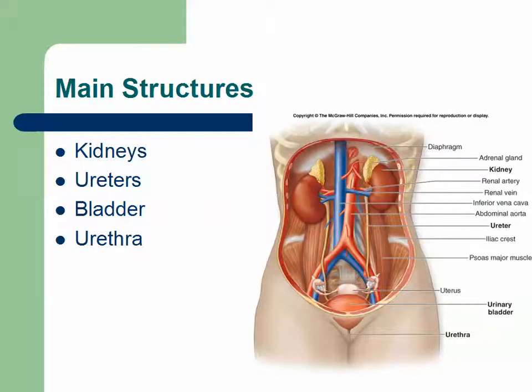The main structures you're probably pretty familiar with, this is pretty simple structurally, are the kidneys. There's two of them right here. They look just like kidney beans. The ureters, which are these tubes running from the kidneys down to our urinary bladder, and that's right here. That's going to store the urine until it's ready to be excreted through the urethra, which is this little tube that leads out of the body.